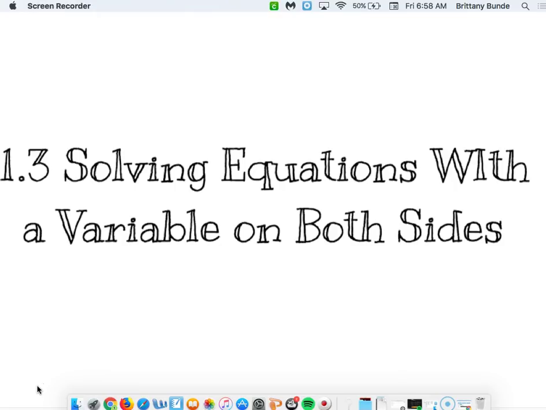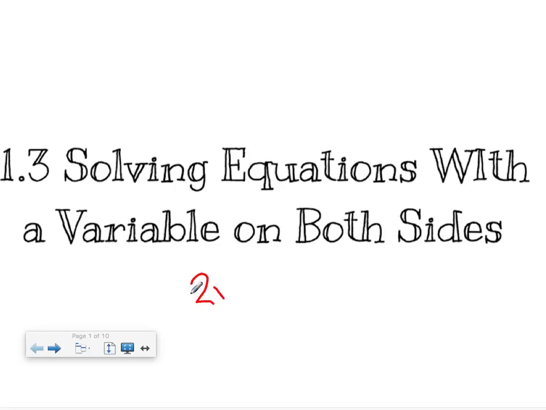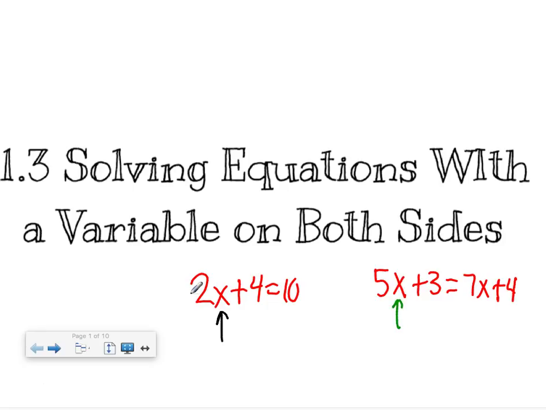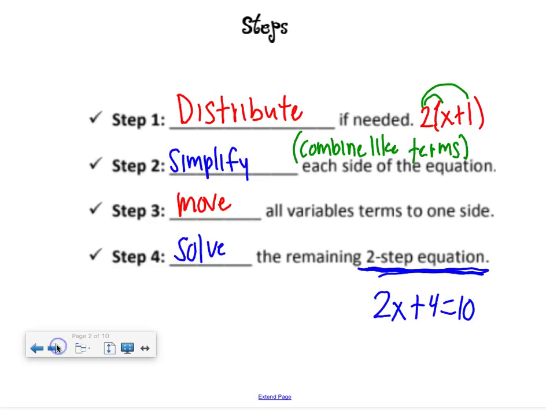We are going to move on to solving equations with a variable on both sides. So last week we were doing equations like this, right? And we noticed that we only have a variable on one side of our equation. Well, today it's going to be more of something like that, where I have a variable on both sides. Process is just about the same. We just have a few extra steps we need to take.